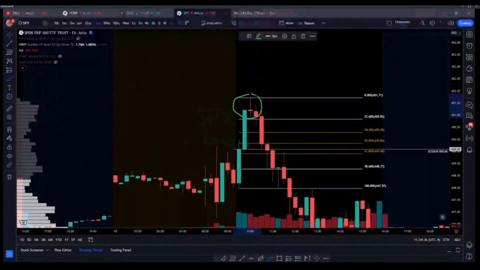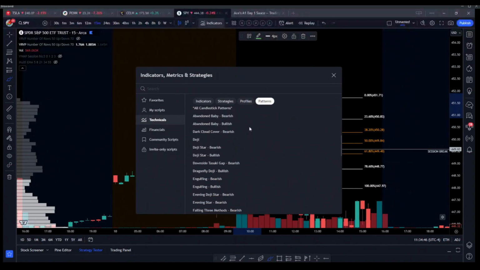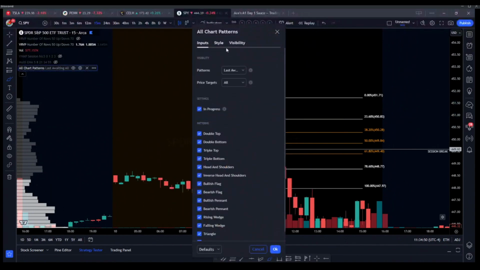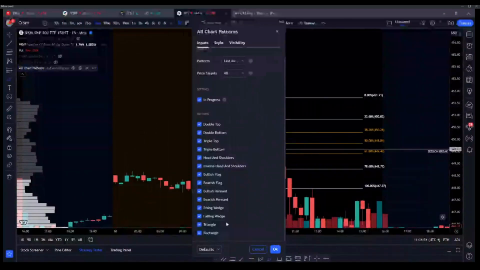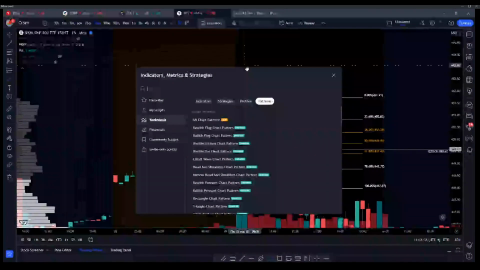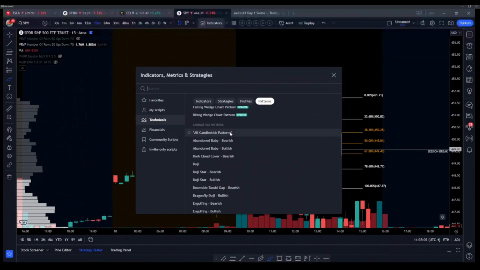If you don't know candle patterns, you can actually cheat it on TradingView. So here's indicators, here's patterns. All patterns. And then you can click away which ones you want and which ones you don't want. That one's for actual patterns, and then there's one for candlesticks too, right at the bottom here. All candlestick patterns.